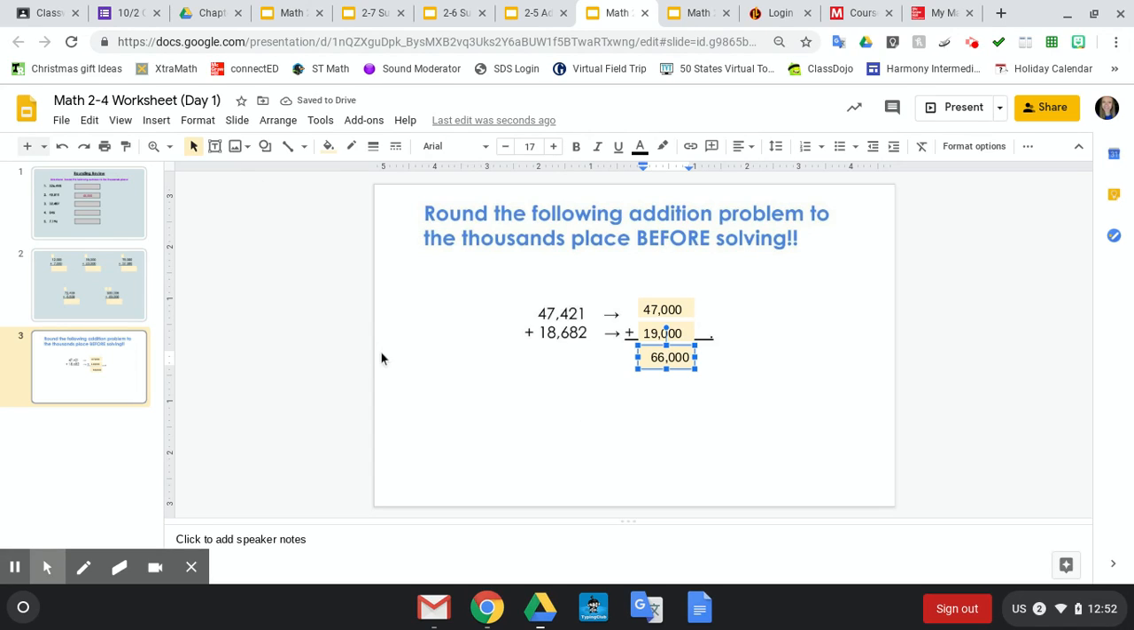Okay, so lesson 4 is all about estimating our sums. So make sure that you can round numbers to hundreds, thousands, and 10,000s before you add, not after you add, before you add. Next up, we have lesson 5.